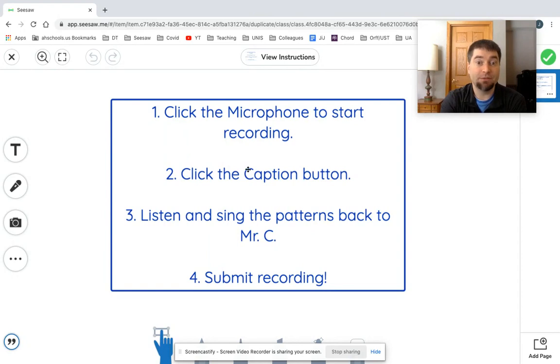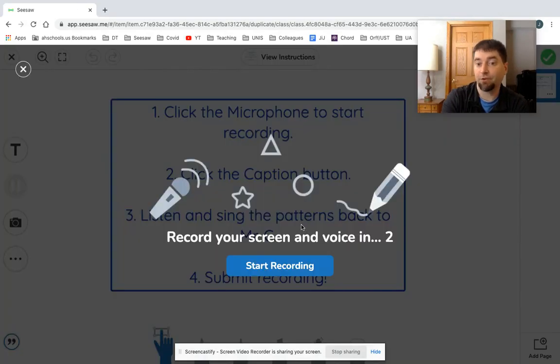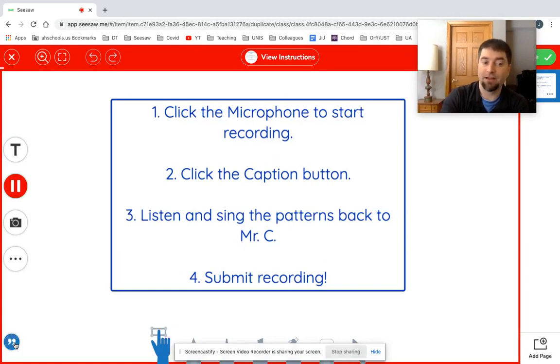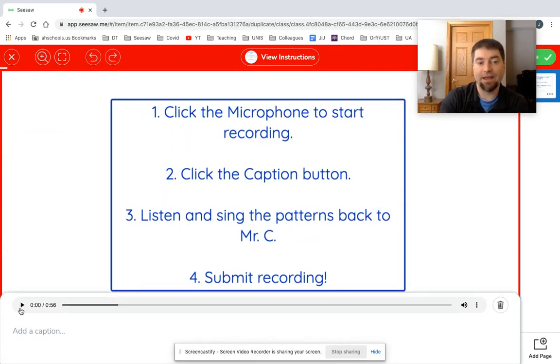But you do need to be able to know where the caption button is. So first you're going to click on the microphone, but then the caption button is down here. When I click on the microphone, it's going to count down. When it says go, I can click on the caption button, and then I do have to click on play as well. Then you're going to hear my voice. I'm going to sing 2 patterns to you, and then you sing them right back to me. I don't say ready, go, or anything like that. So I sing, and then you repeat it back to me.